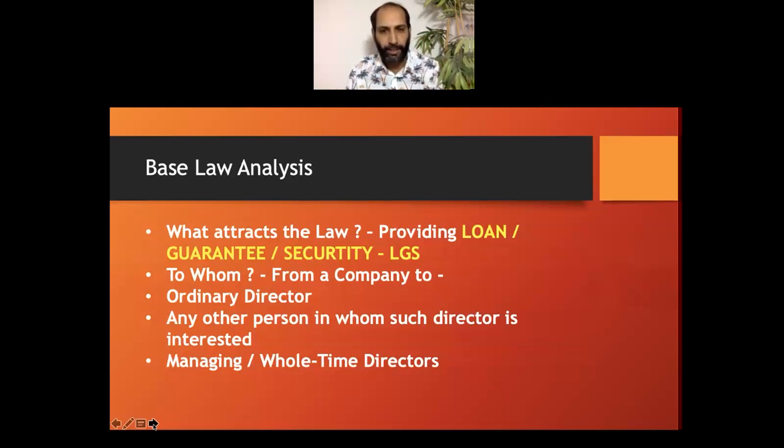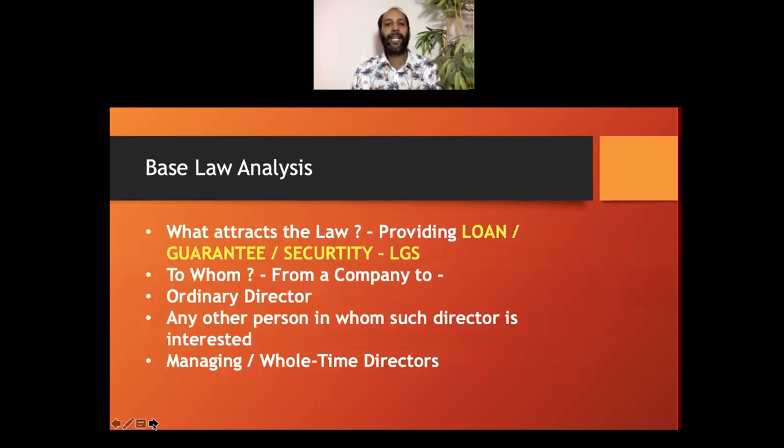So the slide which I am sharing is the base of the section, which says that what attracts the law is providing loan, guarantee or security, LGS in short form, by a company. Then the second question is, to whom. The fund flows from the company to the ordinary directors, that is the first set, the second set is those persons in which the directors are interested, and the third one is the managing or whole-time directors.